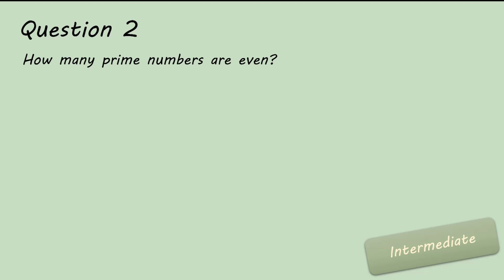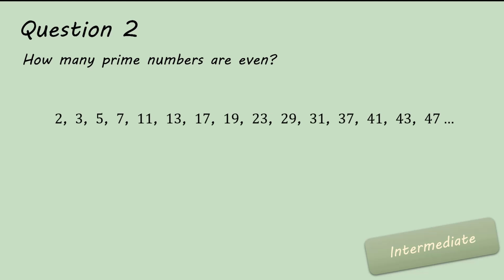Question 2. How many prime numbers are even? Let's look at a list of the first few prime numbers. We can see that 2 is the only number in the list that is even. How can we tell if there are any more even prime numbers? Well, consider that any other even number which is bigger than 2 will always have 2 as a factor. Remember, a prime number can only have two factors, 1 and itself. Any other even number will have more than two factors, so will not be prime. Therefore, we can say that there is only one even prime number, which is 2.